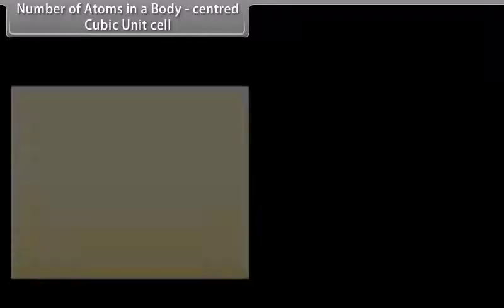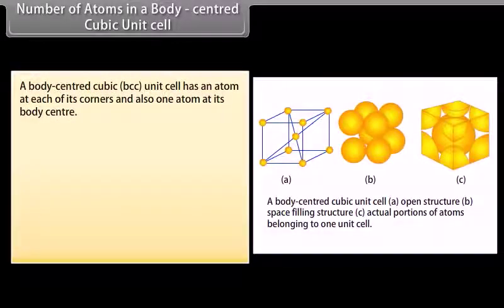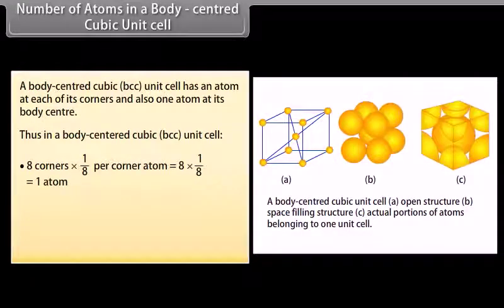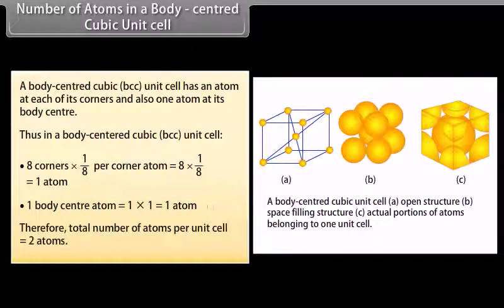Number of atoms in a body-centered cubic unit cell. A body-centered cubic BCC unit cell has an atom at each of its corners and also 1 atom at its body center. Thus, in a BCC unit cell, 8 corners into 1 upon 8 per corner atom is equal to 8 into 1 upon 8, which is equal to 1 atom. 1 body center atom is equal to 1 into 1 equals 1 atom. Therefore, total number of atoms per unit cell is equal to 2 atoms.